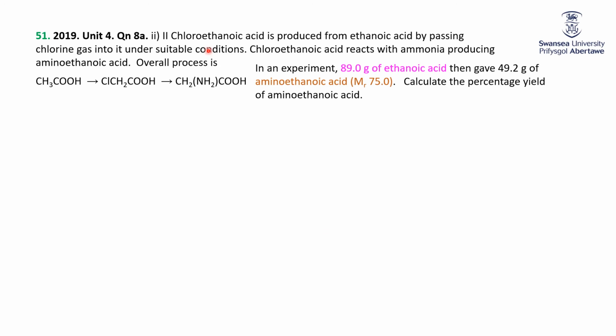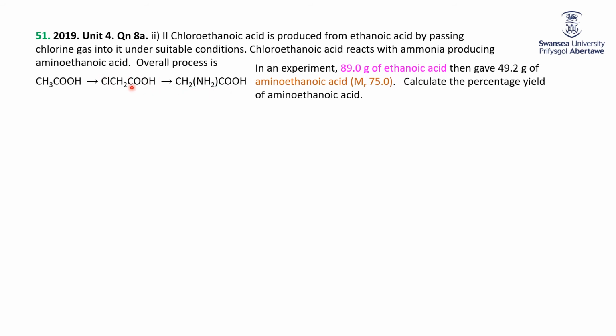So chloroethanoic acid is produced from ethanoic acid with chlorine under suitable conditions, which then reacts with ammonia to produce aminoethanoic acid. And that's the overall process, ignoring the other reagents and so forth. In an experiment, 89 grams of ethanoic acid, right there, gave 49.2 grams of aminoethanoic acid. Calculate the percent yield of aminoethanoic acid.